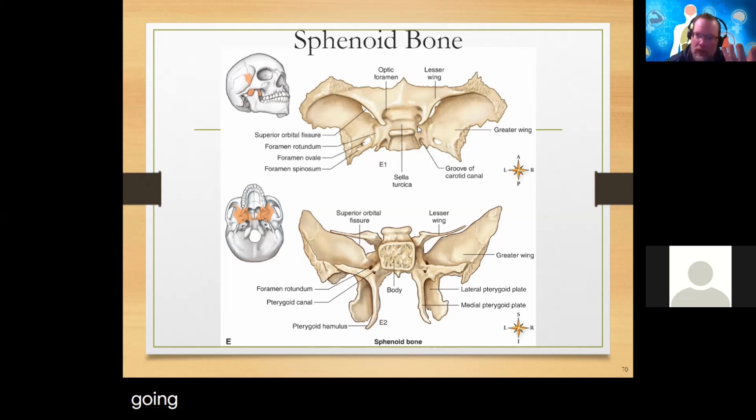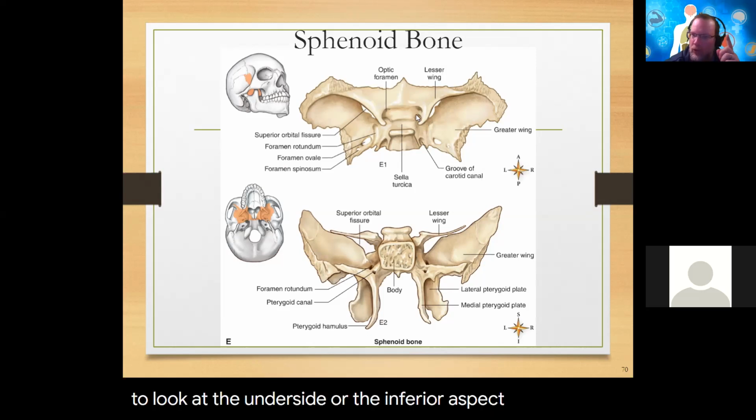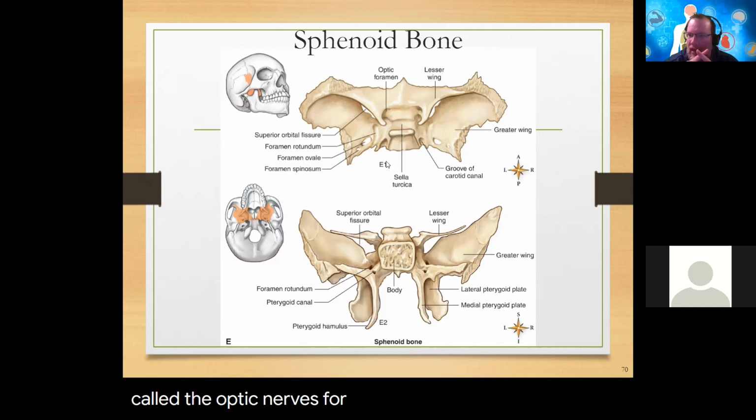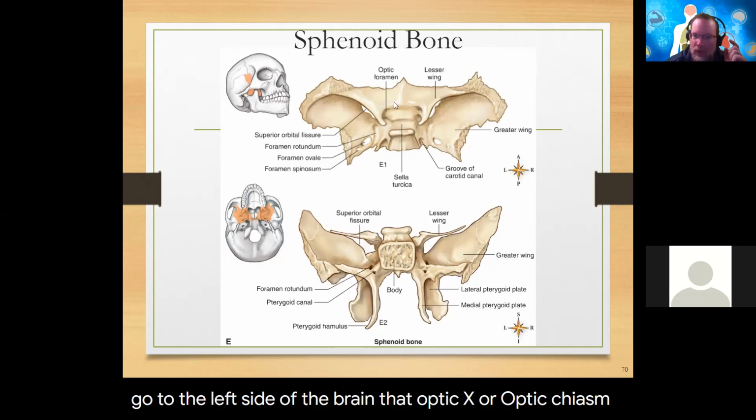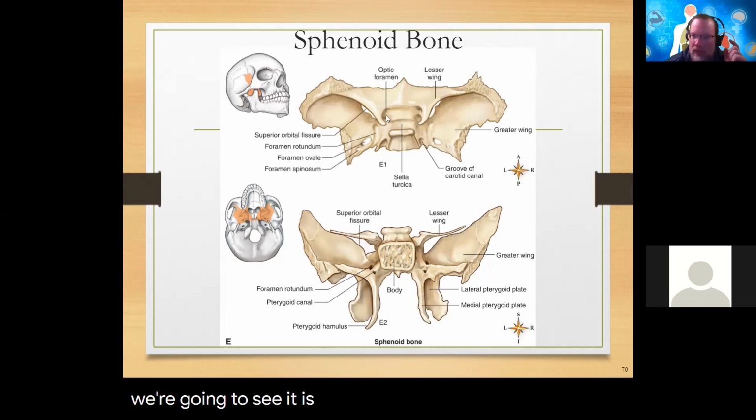We're going to look at the underside, or the inferior aspect, of the brain, and we're going to see the pituitary gland and what are called the optic nerves forming an X. The left eye is going to go to the right side of the brain, and the right eye is going to go to the left side of the brain. That optic X, or optic chiasm, we're going to see is right in this area. So again, when we get to the soft tissue of the brain and start looking at that, you can relate it to where it's located within the skull.